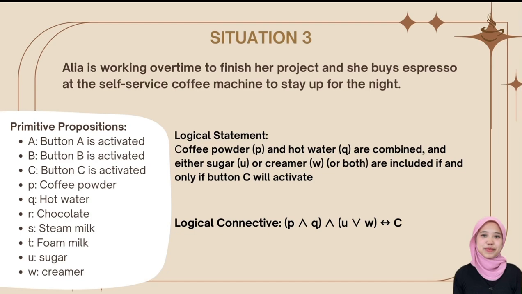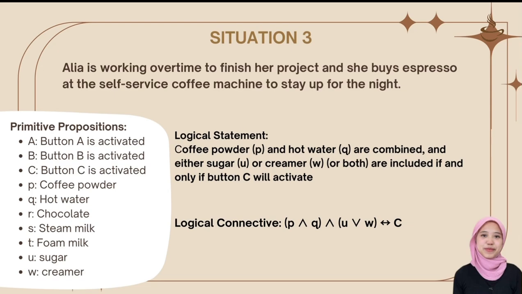Okay, so for the logical connective, we go to the first part, which is P and Q. So coffee powder P and hot water Q must both be present. The logical AND means these 2 components are mandatory. And the second part is U or W. Either sugar U or creamer W or both can be included. The logical OR means one or both must be present.